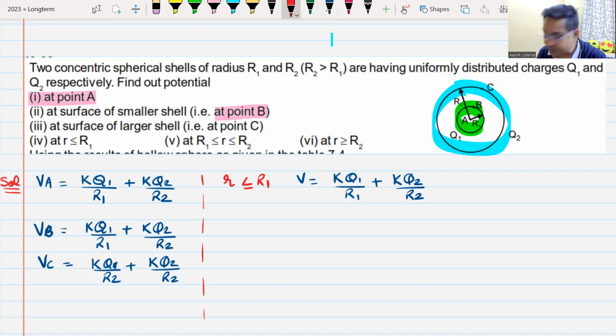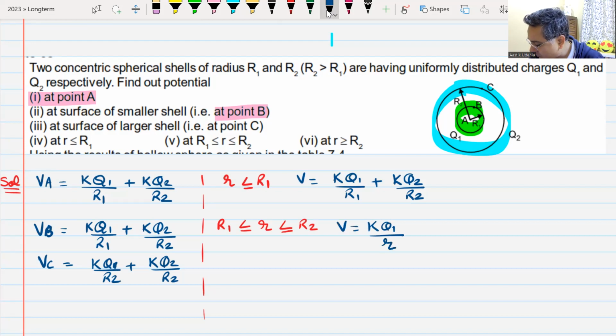Now I move to the second point. R1 is less than or equal to r is less than or equal to R2. Can anyone tell me what will be the potential of this point, which is in between the two shells? It is outside the smaller shell, but inside the bigger shell. K Q1 by small r plus K Q2 by R2, sir.